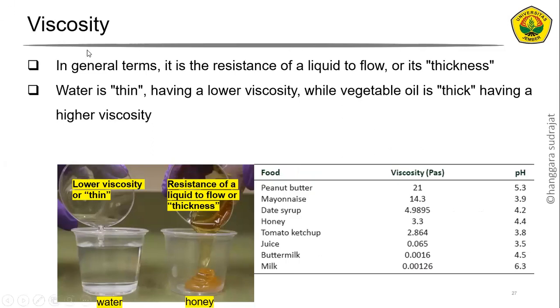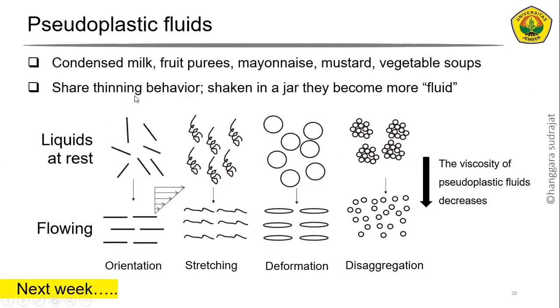Talking about viscosity in general, it is actually a resistance of liquid to flow, or thickness. Water, for instance, is thin because it shows a lower viscosity compared to, for instance, vegetable oil, which is thick because it has a higher viscosity. This table shows some of the viscosity values for several food materials, such as peanut butter, honey, cheese, and milk. These are the things that I'm going to talk about today.